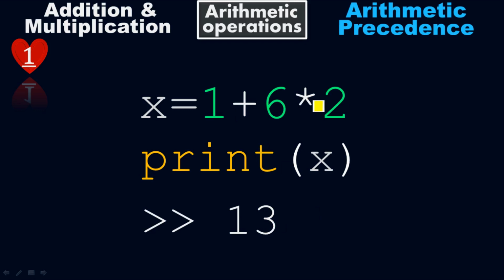I repeat, multiplication has the highest precedence compared to addition. So first play with the multiplication part and then the addition part. You cannot say that 1 plus 6 will be 7 and 7 times 2 will be 14. No. First play with the multiplication part, and then in the second stage play with the addition. That's how arithmetic precedence works. I hope you got the point now.